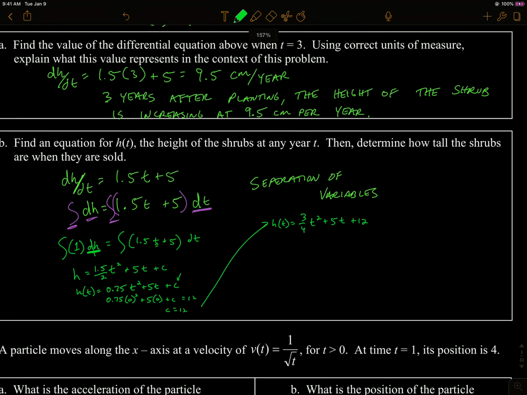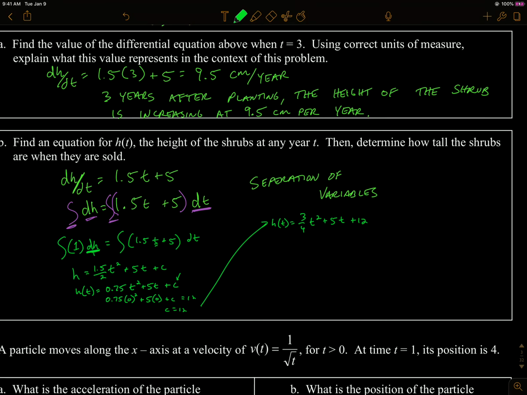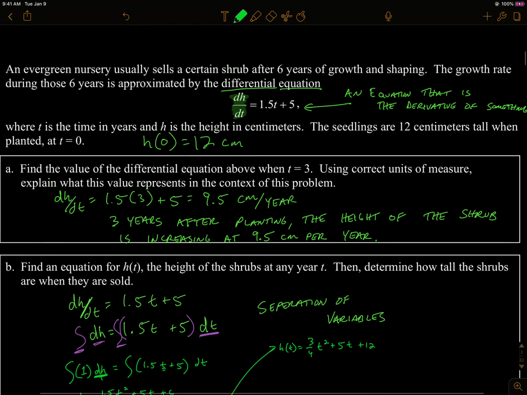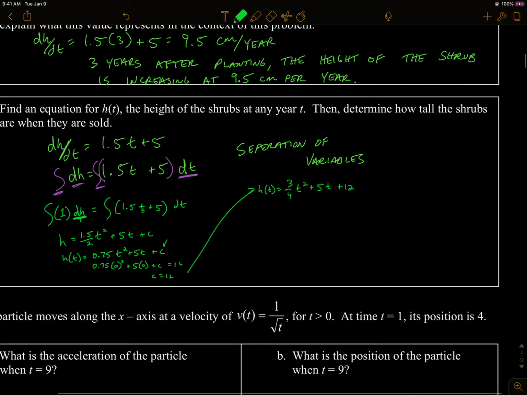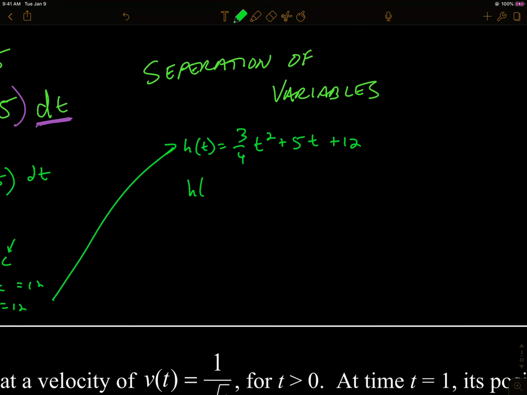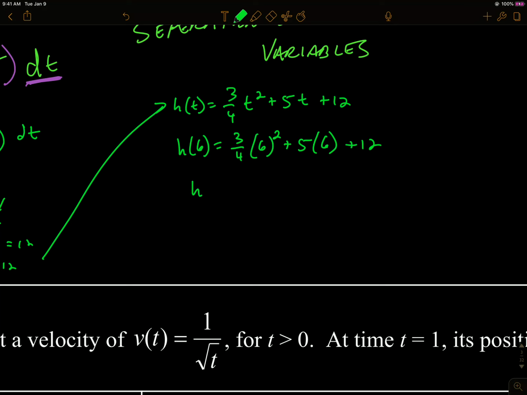So, what was the question? Then determine how tall the shrubs are when they are sold. So they're sold when? After 6 years. So if we put 6 in, they are 69 centimeters tall.